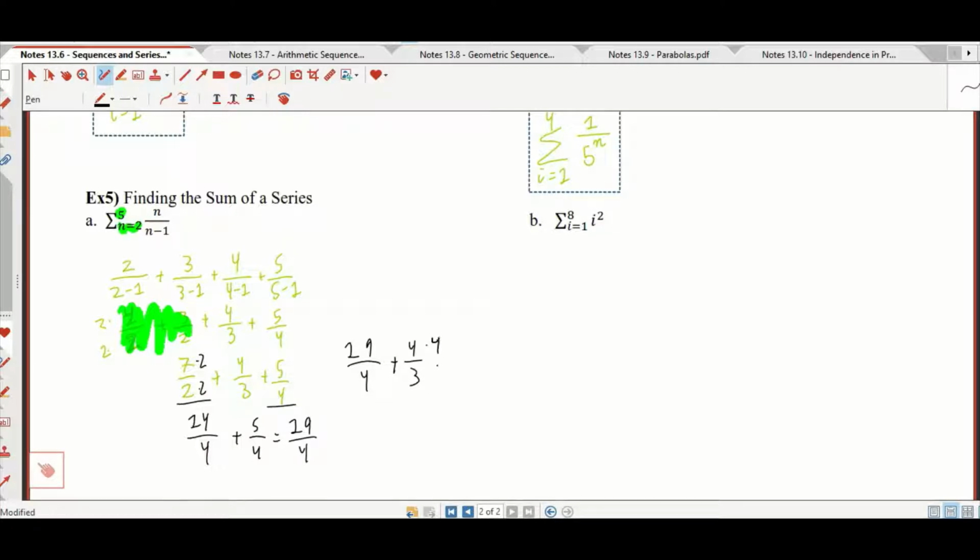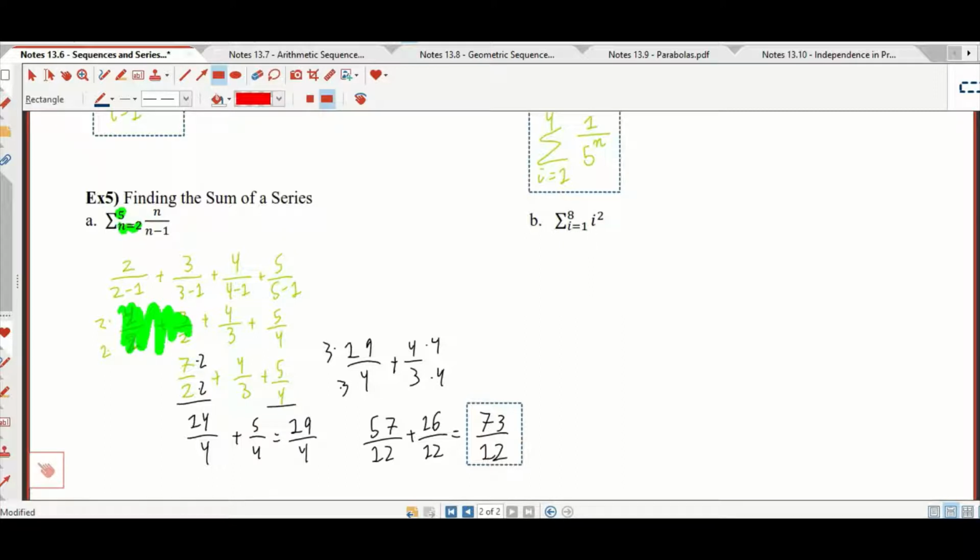So I'm going to multiply that by 4 over 4 and that by 3 over 3. 19 times 3. Why did they do these numbers? 57 twelfths plus 4 times 4 is 16, 3 times 4 is 12. That's why we did it. 57 plus 16 is 73. 73 twelfths. No thanks. What are you going to do?